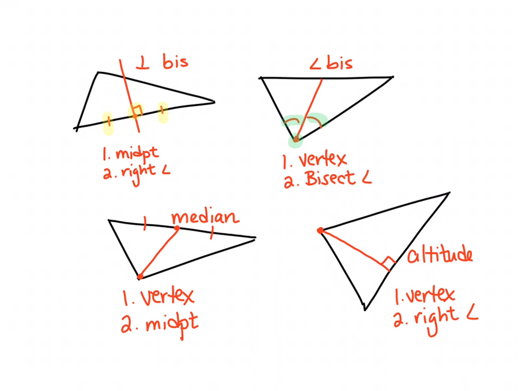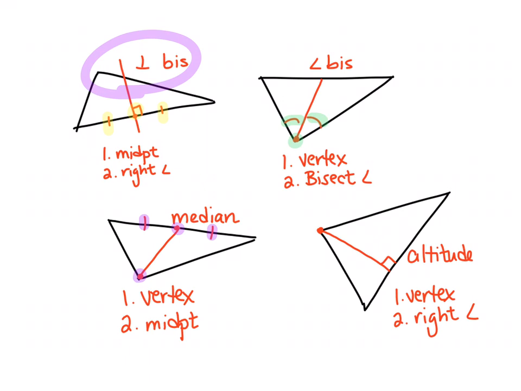A median does two things. It goes from a vertex and it goes to the opposite midpoint. So you need to be looking for those congruent segments there so you can tell that it really is a midpoint. But again, it has to go through a vertex. That's different than the perpendicular bisector, because a perpendicular bisector has to make a right angle and it doesn't have to go through a vertex.